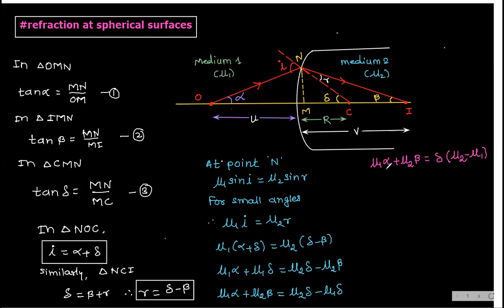So therefore at the place of this alpha I am just substituting whatever the tan alpha value is, so this is MN by OM for small angles, plus this is mu2 into this beta, beta is what again, MN by MI, is equal to delta is what, tan delta, that is MN divided by MC, and inside bracket mu2 minus mu1. Clear?